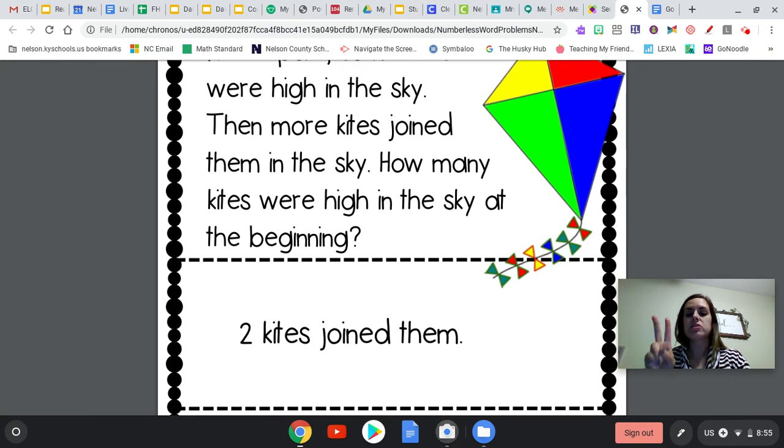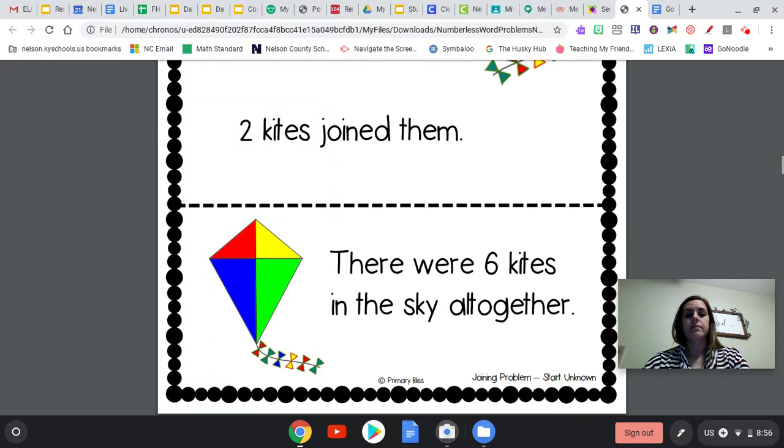So they tell us 2 kites joined them. So we still know that there were some in the sky, and that 2 came over and joined them. So we know that there's more than 2 because there was already some there. Do we know how many there are in the beginning? Not yet. And then we find out our very last thing, that there were 6 kites in the sky altogether.